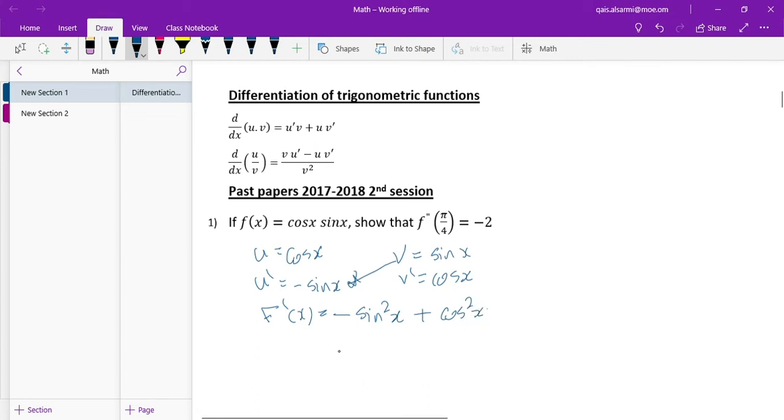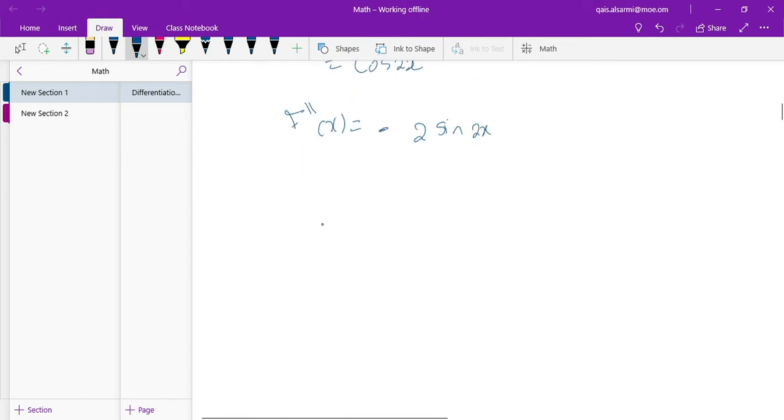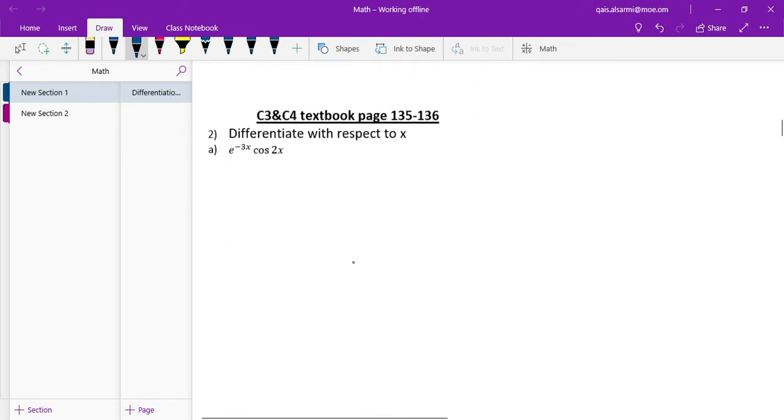Do you remember the rules? We said it by the end of the last time. We said cosine squared minus sine squared stands for what? Yes, perfect. Cosine 2x. Now, we're going to differentiate it again. So, f double dash of x will be derivative of cosine is negative sine 2x times 2. So it is negative 2 sine 2x. That's it. Okay? Let's go now to the next question.